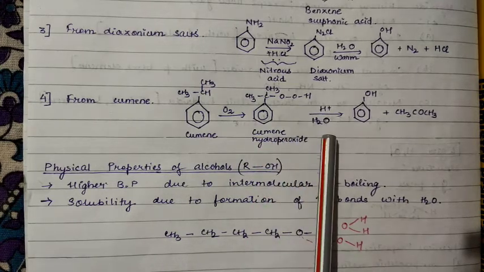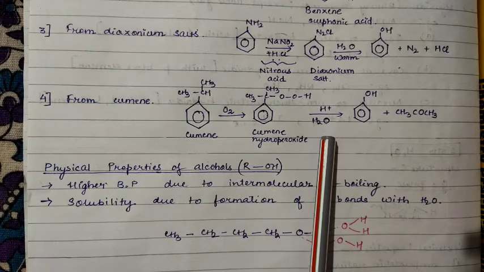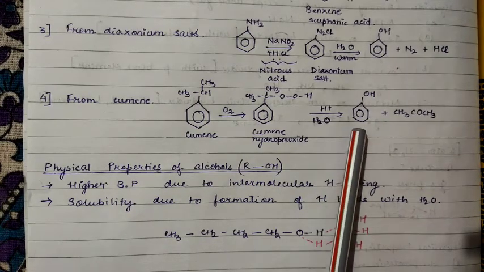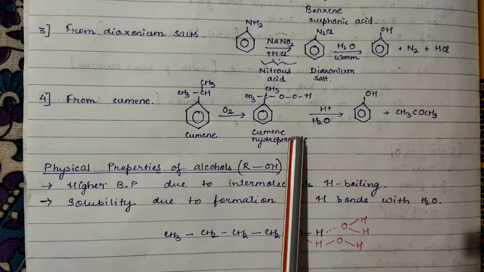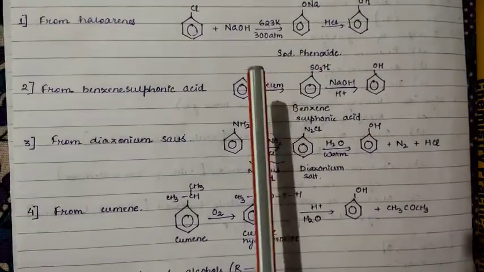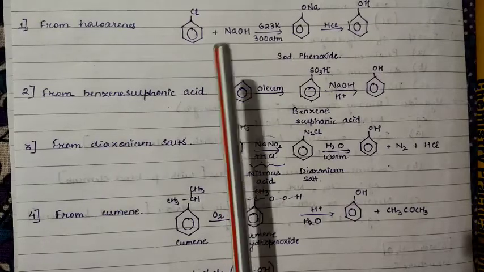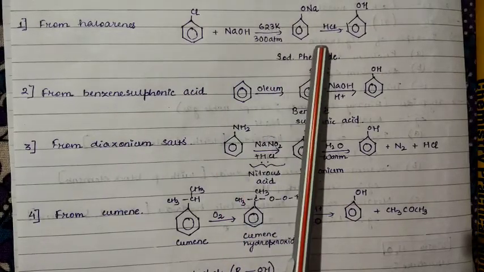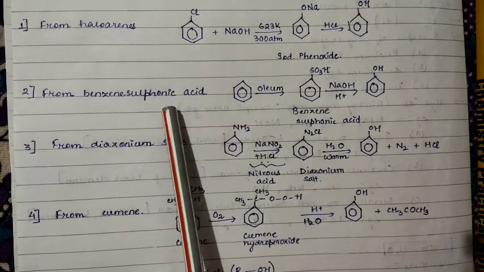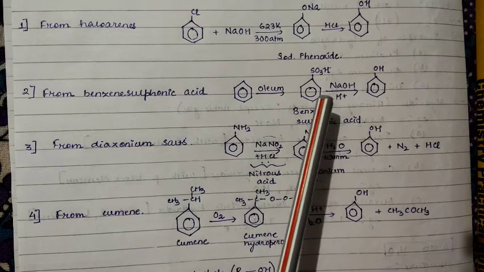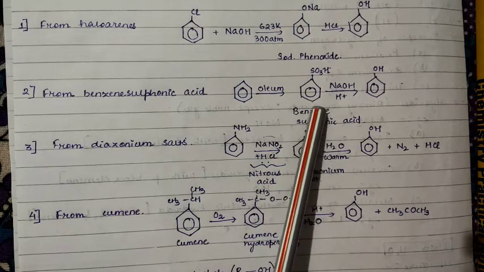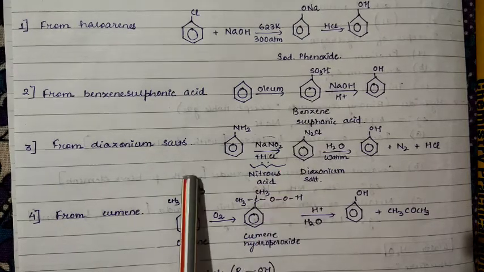Next, if you treat with water in the presence of acid, you will get phenol plus propanone. Okay, I hope this is clear to you all. So we have got 4 preparations. The first one was from haloarenes. Here, for chlorobenzene, you use sodium hydroxide and hydrochloric acid. Then from benzene sulfonic acid, you use again the same reagents, sodium hydroxide and hydrochloric acid. Okay, any acid you can take.